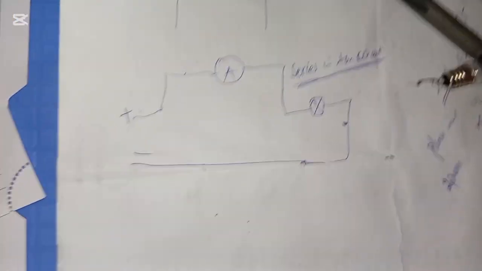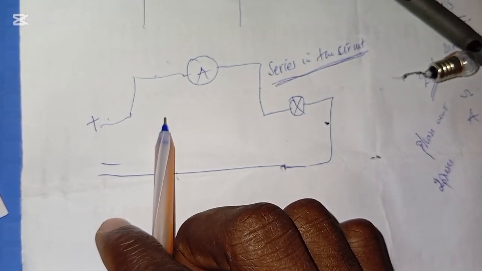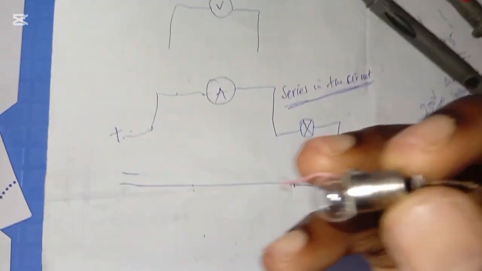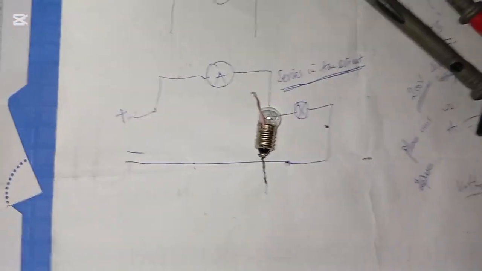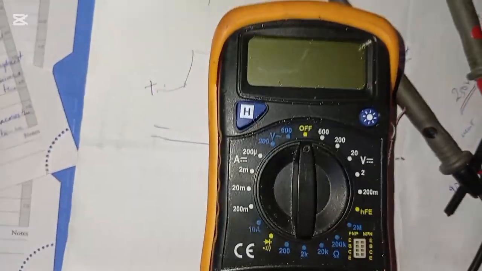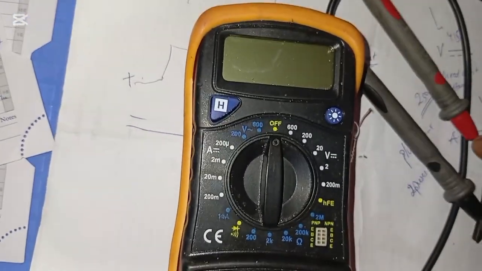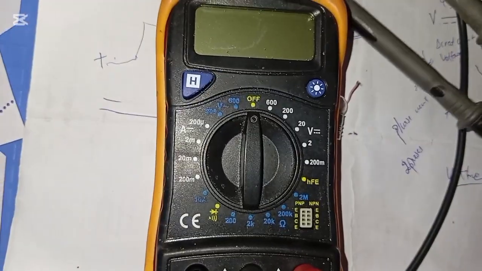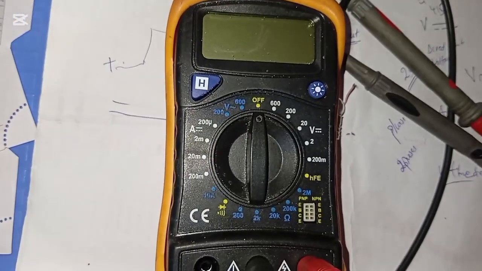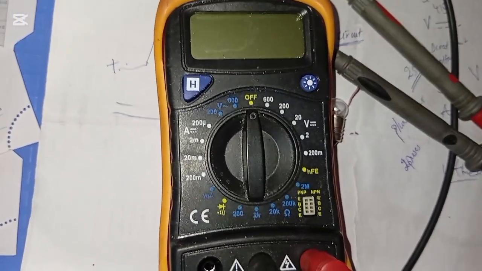So let's do a simple circuit. This is the simple circuit we're going to use. This is the bulb we are going to use. Then let us take the meter. First of all, we measured voltage. Let's disconnect so that we don't connect and burn our meter.